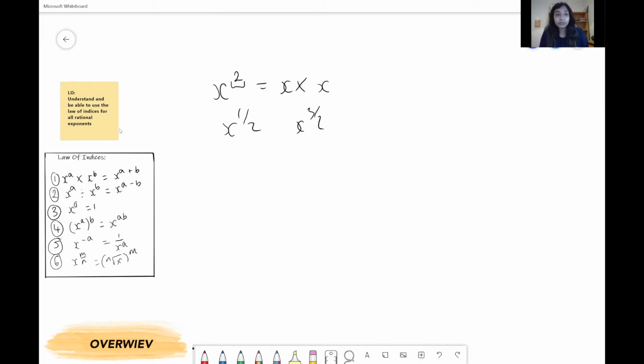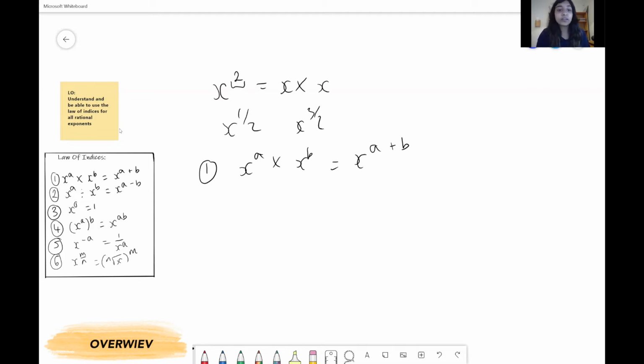To take you through the laws, let's start with the first one: x to the power of a times x to the power of b is equal to x to the power of a plus b. What it's saying is, if you have index numbers with the same base, so x is the base and they're both the same, and you're multiplying the two with different powers, all you do is add the powers. So we're just adding a plus b.